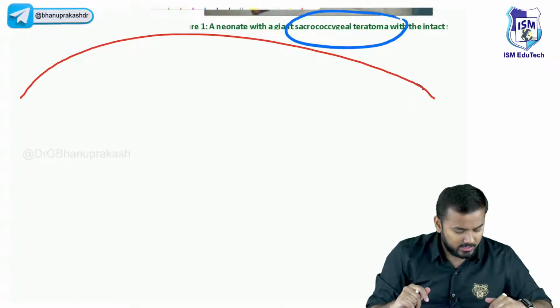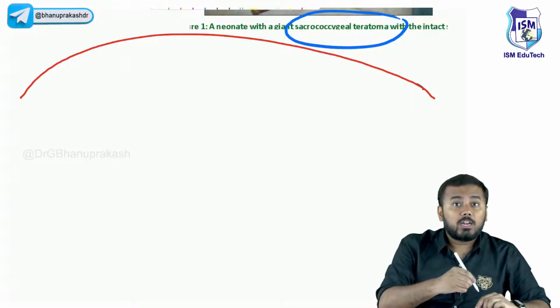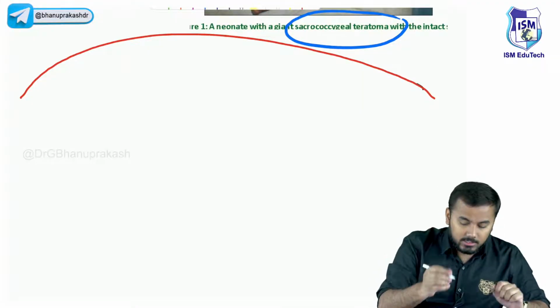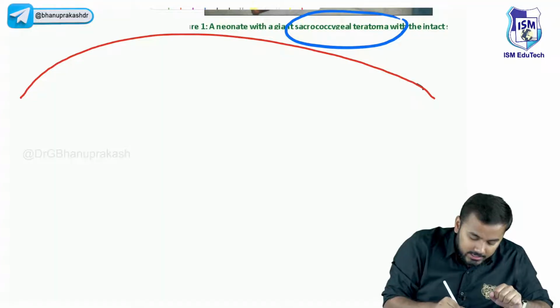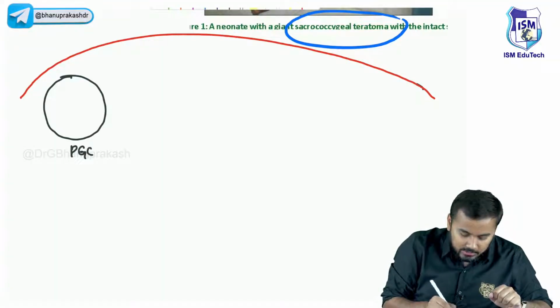That is not a problem, but he will survive with a defect. Okay. So this is an ovary. Now, in this ovary, what are the cells that entered? Primordial germ cells, right? So this is a primordial germ cell which has entered.